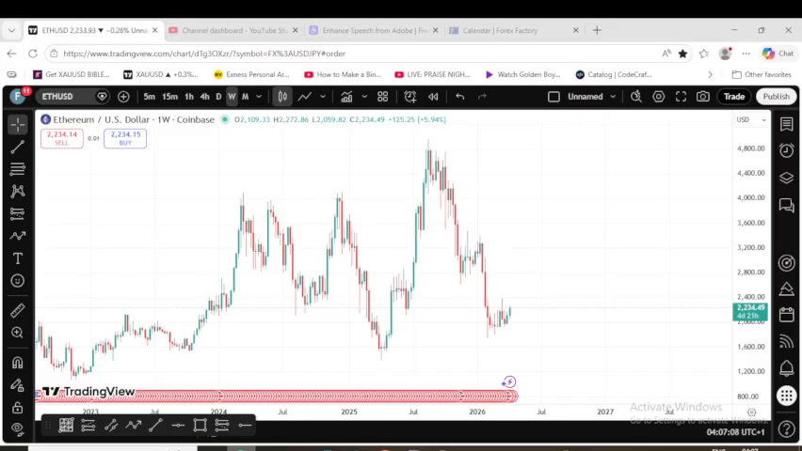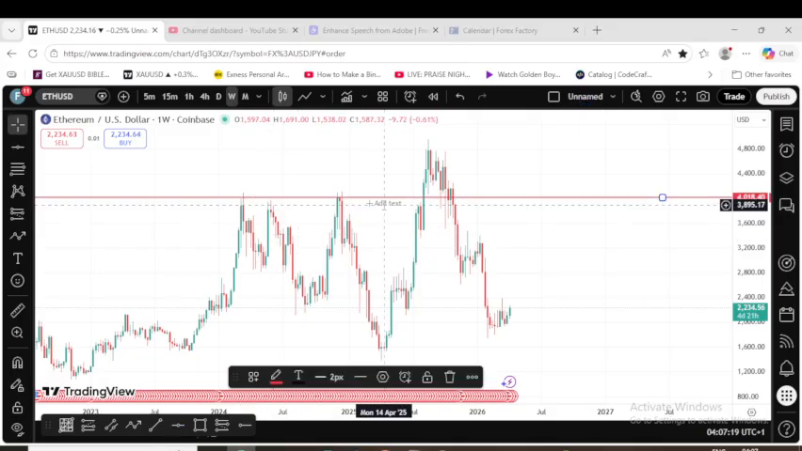Good morning, everyone. Today, let's begin top-down analysis on Ethereum US dollar. As usual, we'll start by identifying our zones. We have a weekly zone here. That's a weekly time frame.